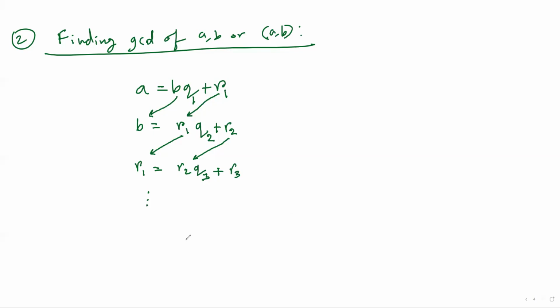So technically, the sequence of numbers on the left-hand side is A, B, R1. Let's write another case just to make it a bit more visible. Take R2 divided by R3. You have quotient Q4 and remainder R4, and keep going. Now the sequence B, R1, R2, etc. Can you see that this is a strictly decreasing sequence?